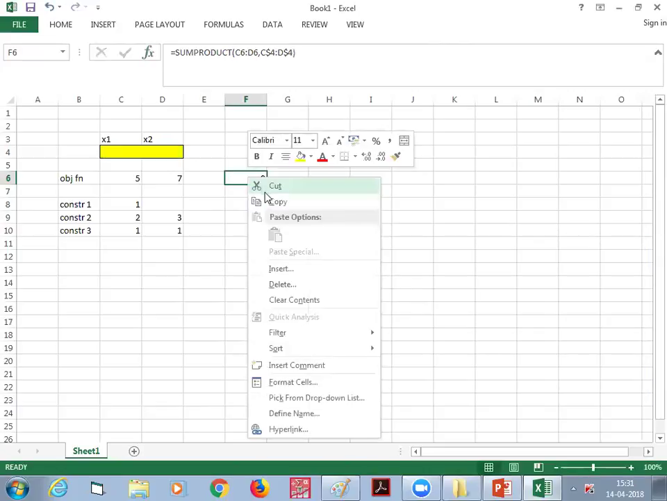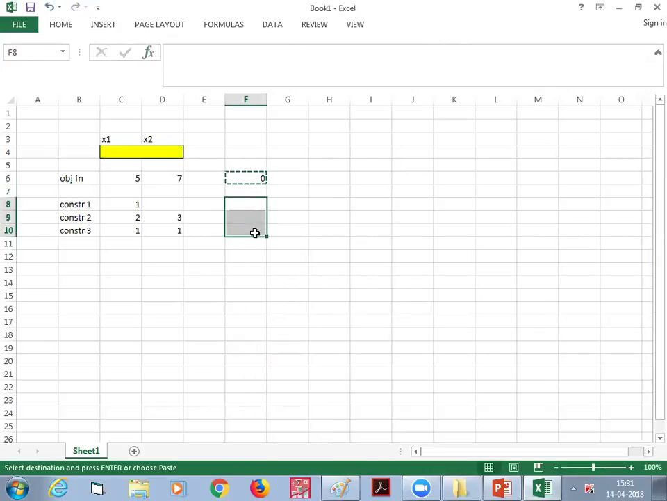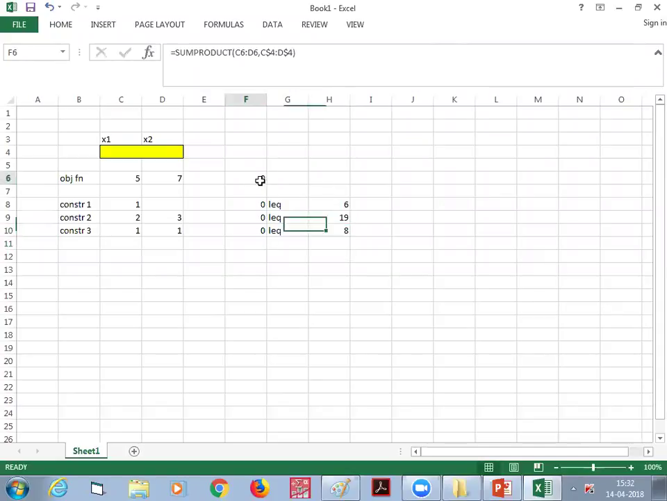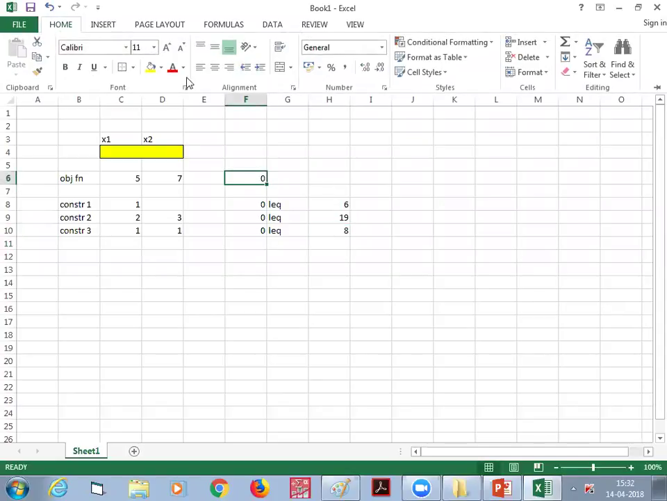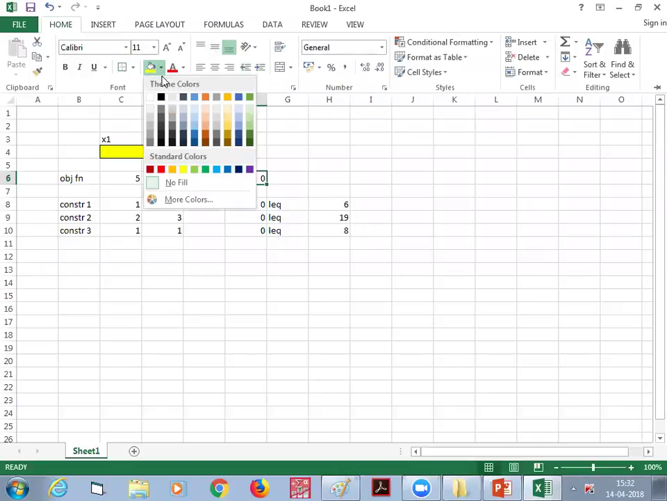All right, copy this over here. And luckily, all of them are less than or equal to. First one is less than or equal to 6. Second is less than or equal to 19, I suppose. 19. And third is less than or equal to 8. Okay. All right. And we're going to solve it.